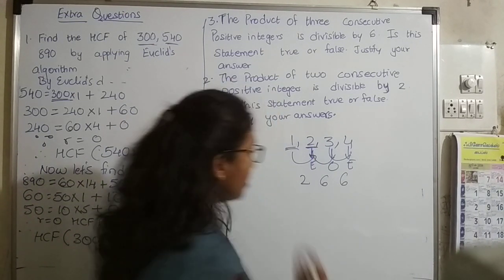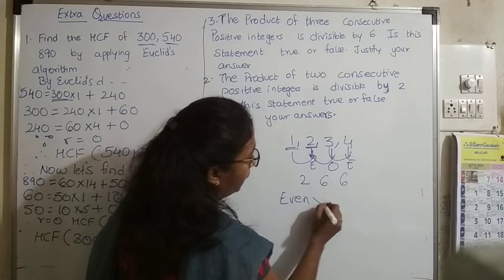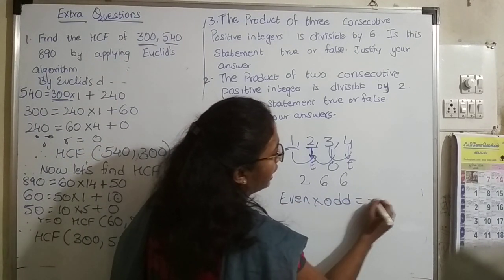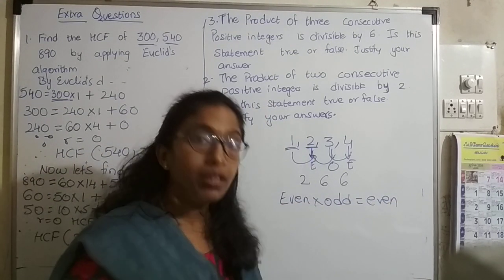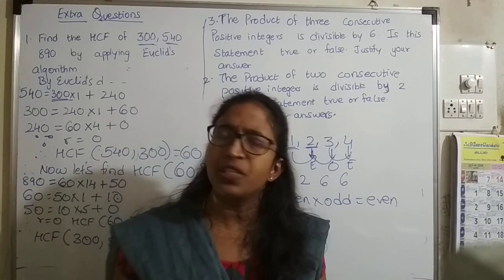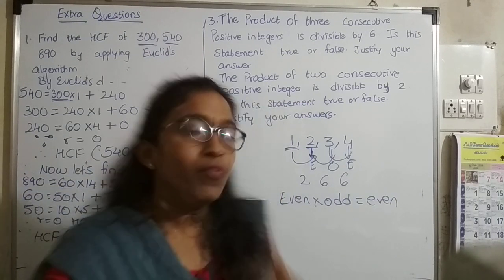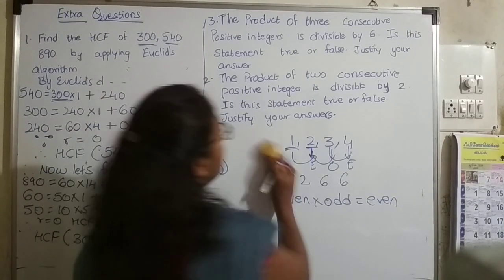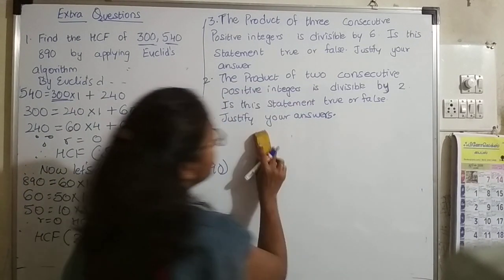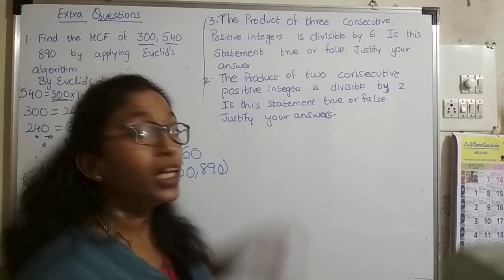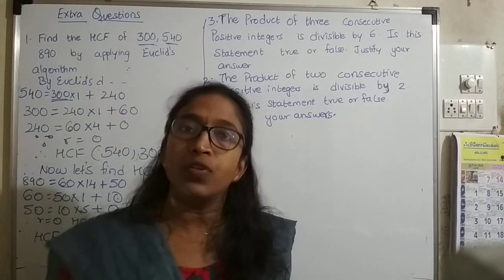Why? Because an even number multiplied by an odd number will give you an even number. You must have learned this property in the lower classes. Even into odd will always be even. So here we can just say, for this justify, is the statement true or false? So first you should write true. Is the statement true or false? Yes, true.